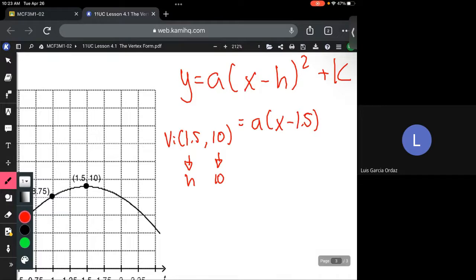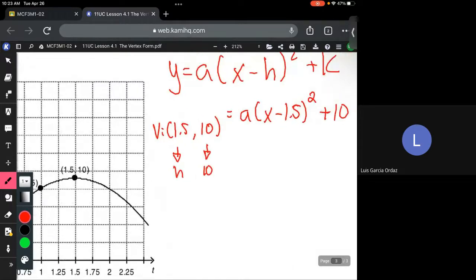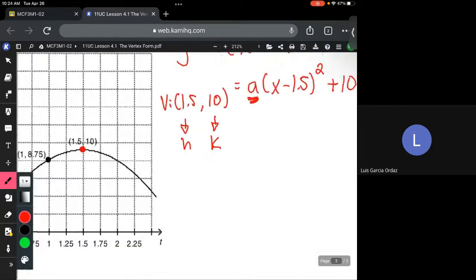And what's my k? So how do we find our H and our K? With the vertex. So with the vertex, our H is gonna be the first number. X value? Yep. So h is your x value and k is your y value. So far I have y is equal to a times x minus 1.5 squared plus 10. I don't know what a is. So what do I need to use from this graph to help me figure out what a is going to be?